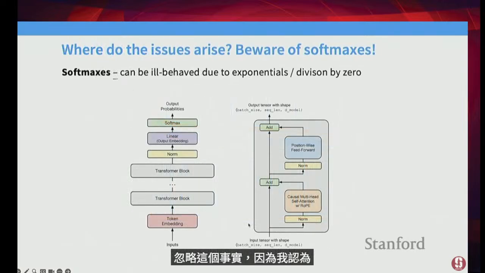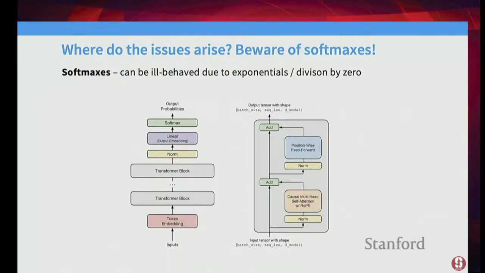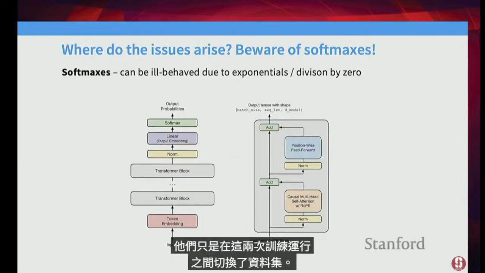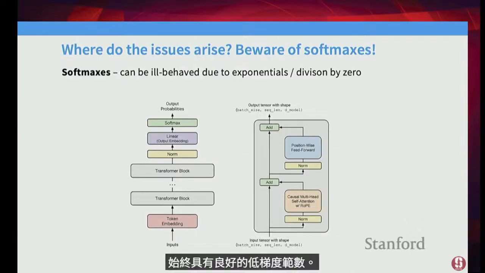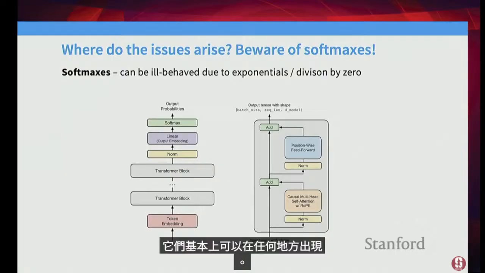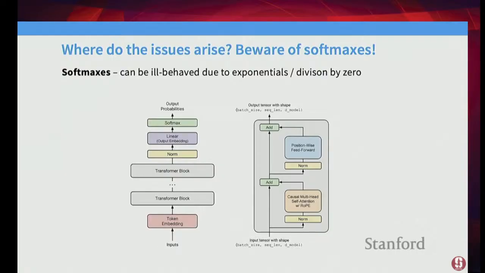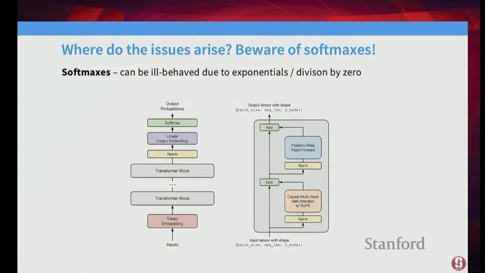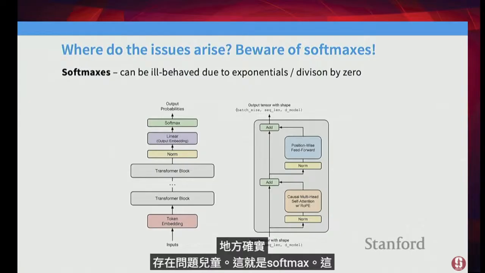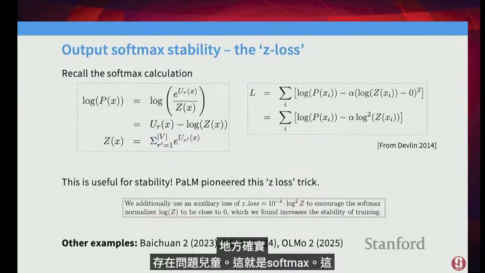And so you might ask, where do stability issues arise in transformers? Of course, they can arise basically everywhere. But if you look at the kind of interventions that people are making, there's really one place that stands out as the problem child, and that's the softmaxes. It can be a problem because you're taking exponentials, and those can be numerically badly behaved. You're also dividing two numbers, so you might have a division by 0, right? So for many different reasons, this softmax piece is a part that you might have lots of issues with.